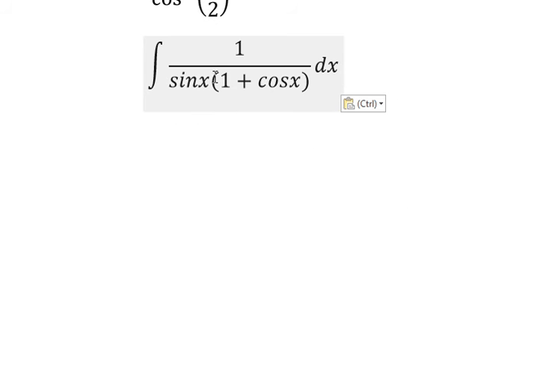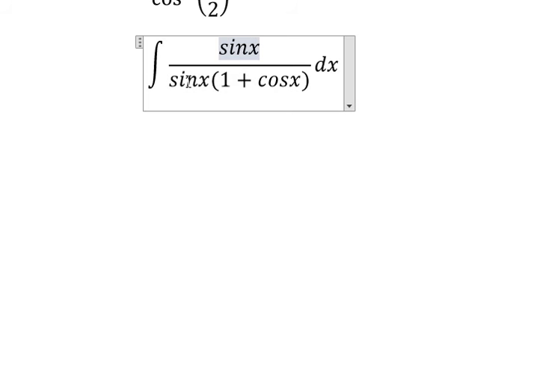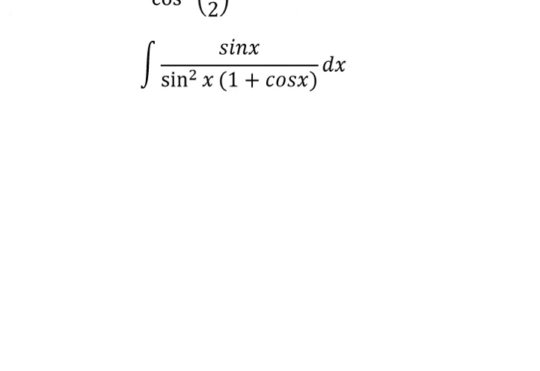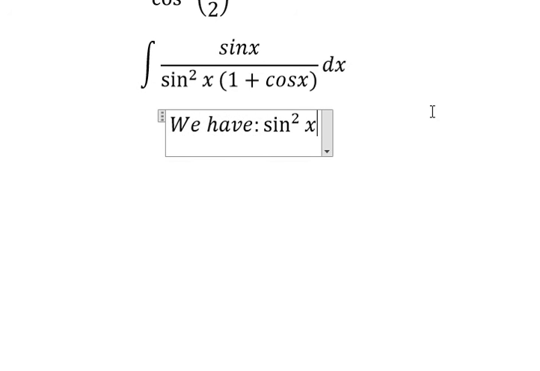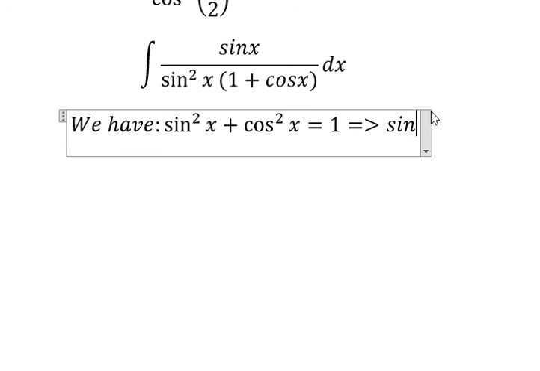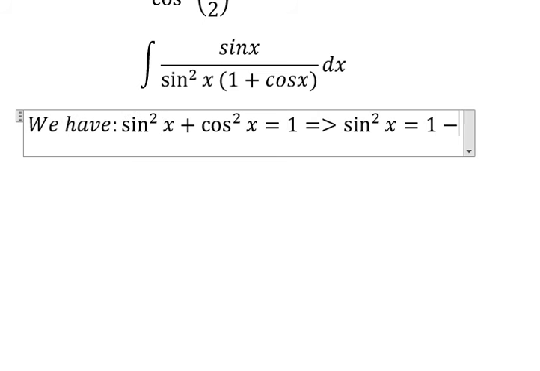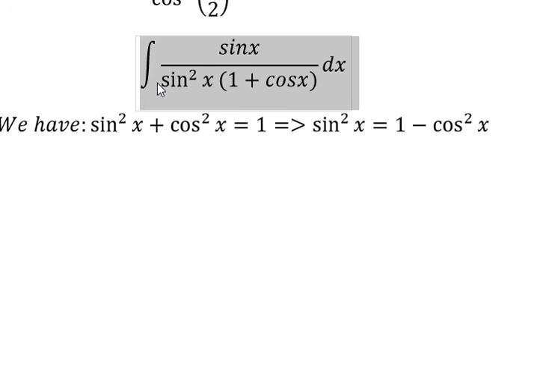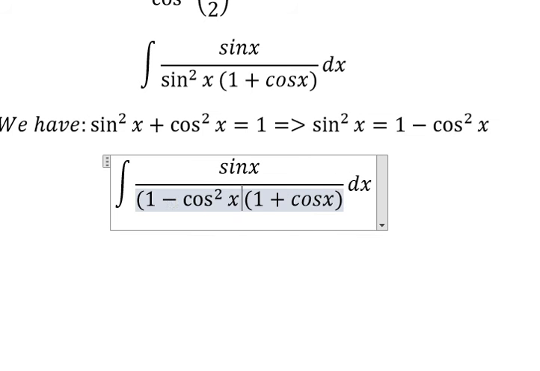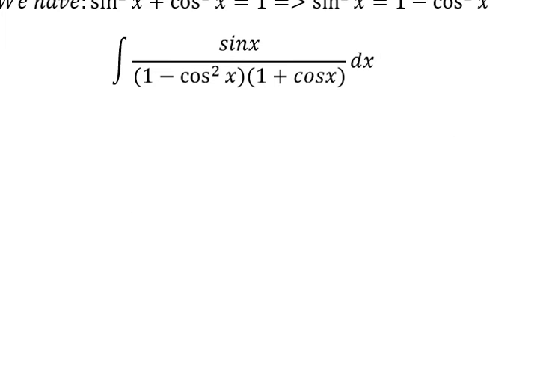We multiply both sides, numerator and denominator, with sin x. We have the formula sin x squared plus cosine x squared equals to number 1. So sin x squared equals to 1 minus cosine x squared. Now we need to use about integration by substitution.